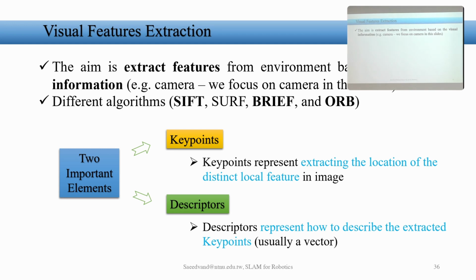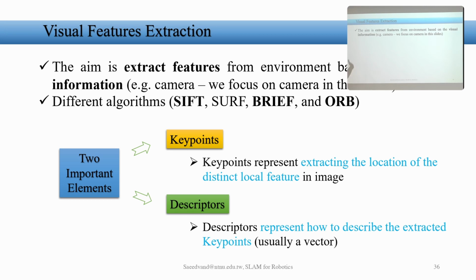Now we want to talk a little bit more and open up visual feature extraction. We want to see, when we are talking about the observation from the environment, how exactly we can extract features. Of course, this can vary based on the different observation sensor models and between different sensors. But here we want to focus only on the camera because it's, first of all, accessible for us, cheap, and also more understandable.